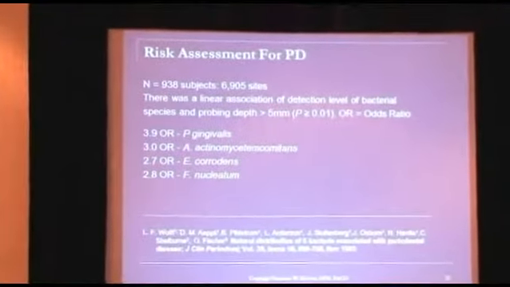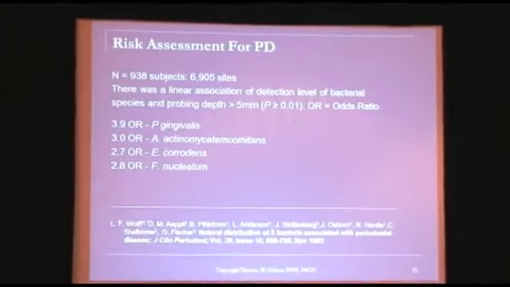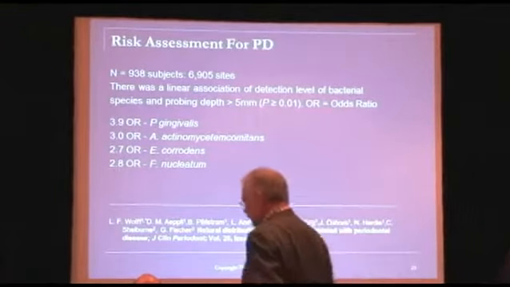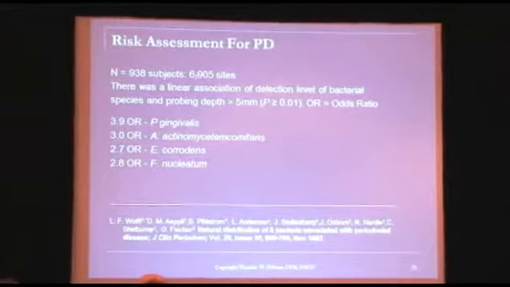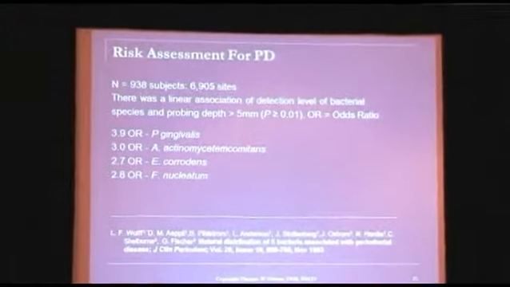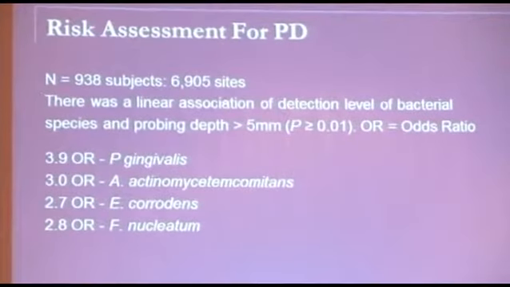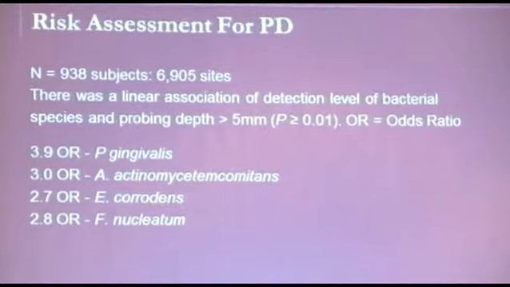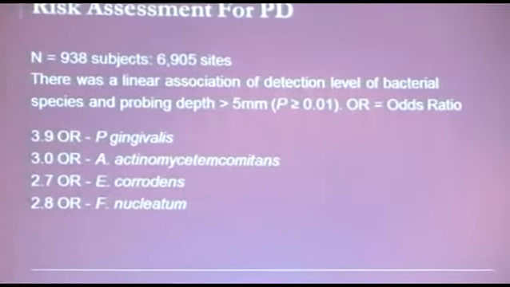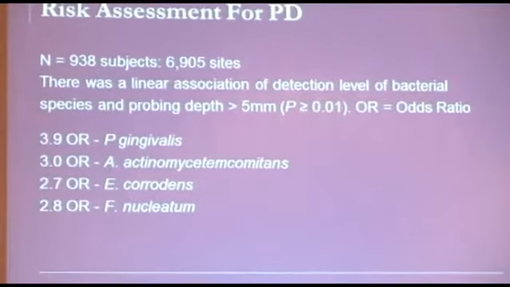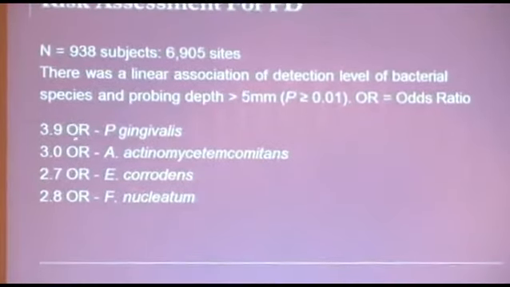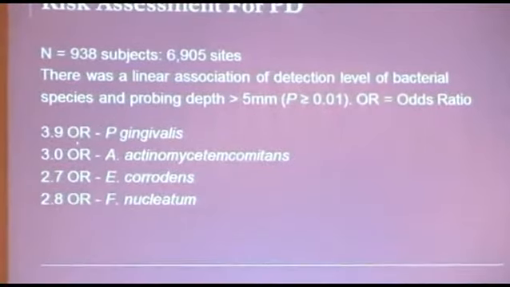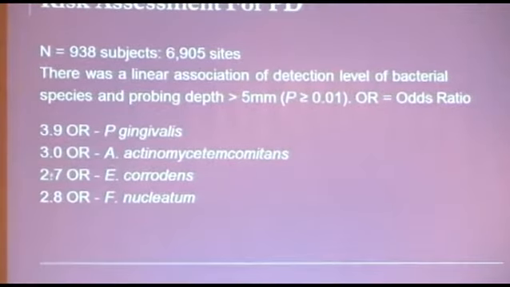So what do we do differently? What have we learned throughout the past 2 decades about specific microorganisms and risk? Risk assessment is an important part of medical care today, including what all of us do. In this article of 938 subjects looking at 6,900 sites, what they found was a linear association of detection of level of bacterial species and probing depth greater than 5 millimeters. This correlates well with bleeding on probing and the other literature, because when they found individuals that had greater than 5 millimeters, they found P. gingivalis being a risk factor, with an odds ratio 4 times higher than those who didn't have it. The AA was 3 times higher, the EC was 2.7, and the FN was 2.8. We've known that for almost 20 years.